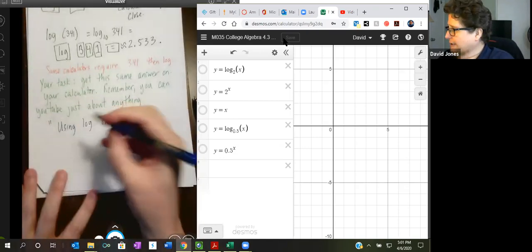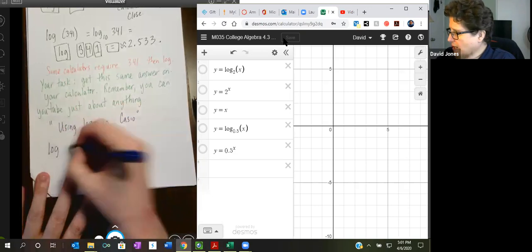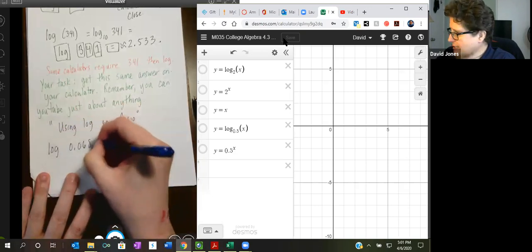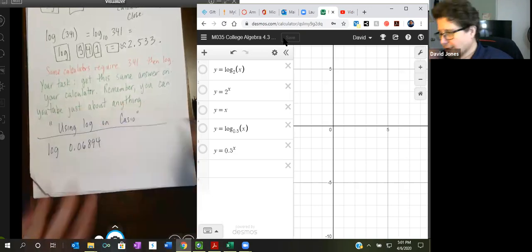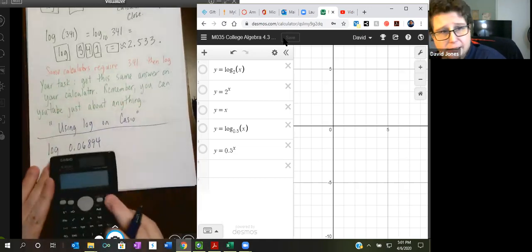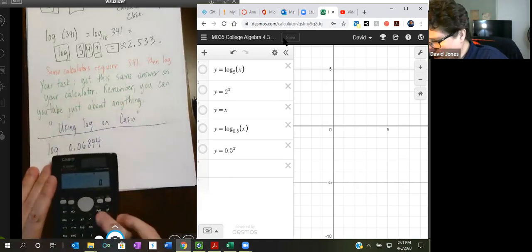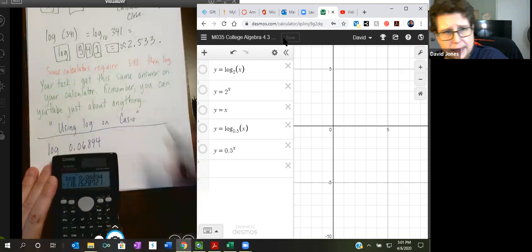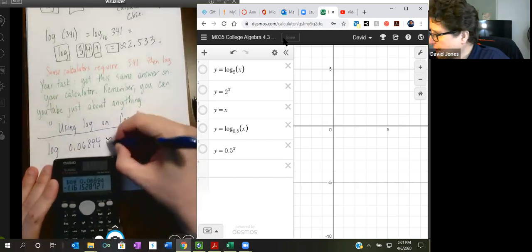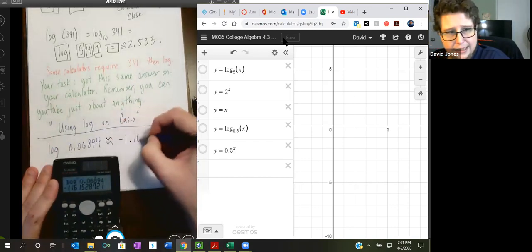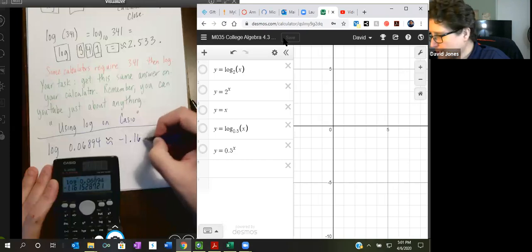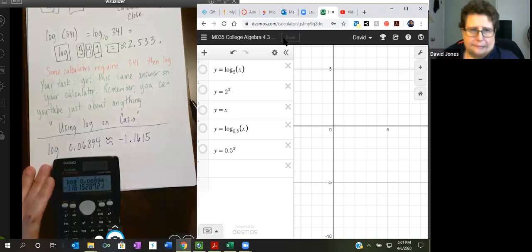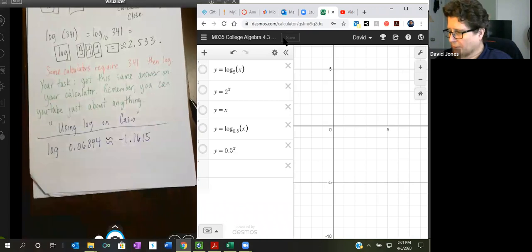Also try this one. Log of 0.06894. Let's see what I get on mine. Log of 0.06894 is approximately negative 1.16. Let's go 4 decimal places. Okay.